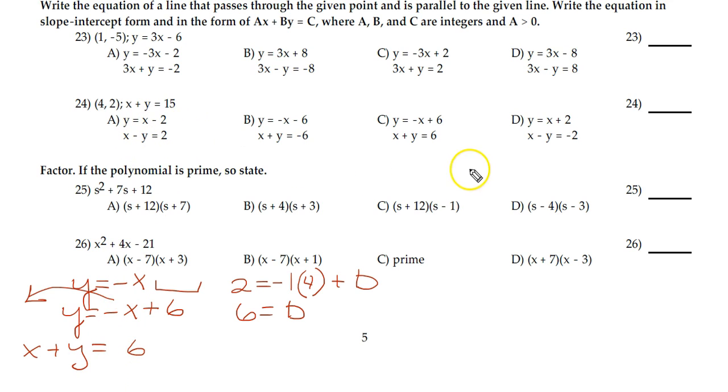So number 24 matches up with letter C. So there's our y equals negative x plus 6. And then once we move the x over, it becomes x plus y equals 6. All right, let's go on.